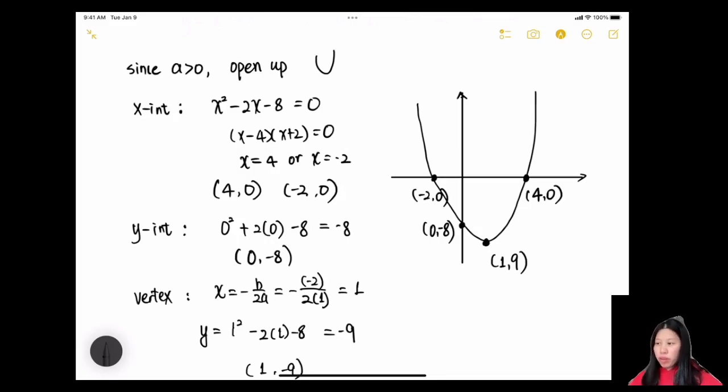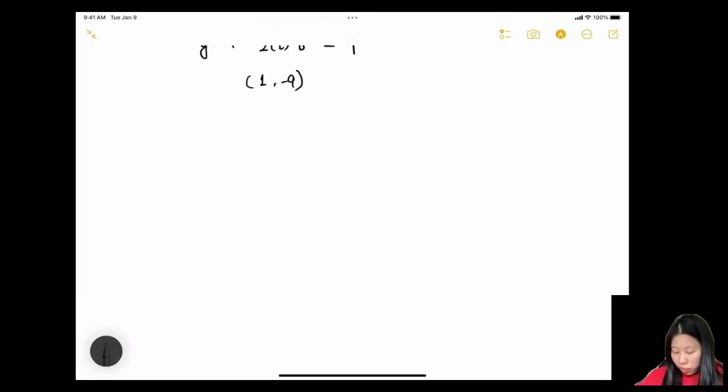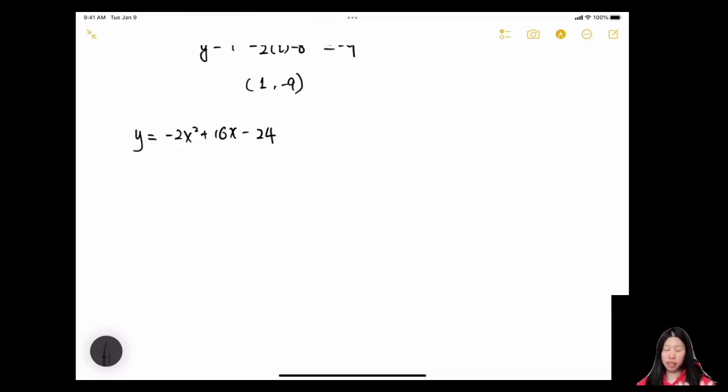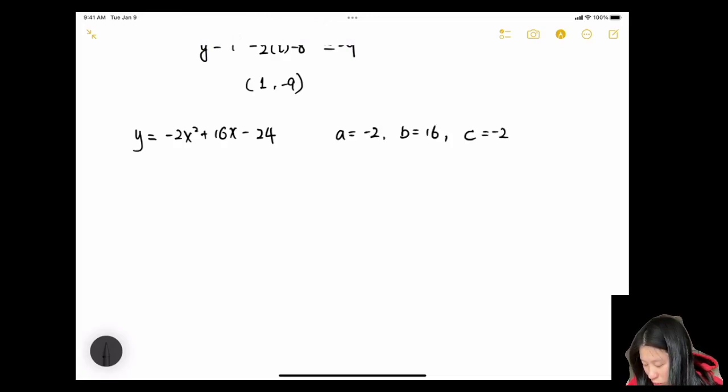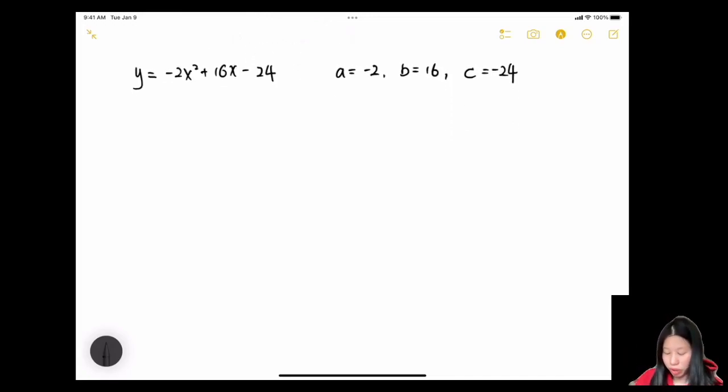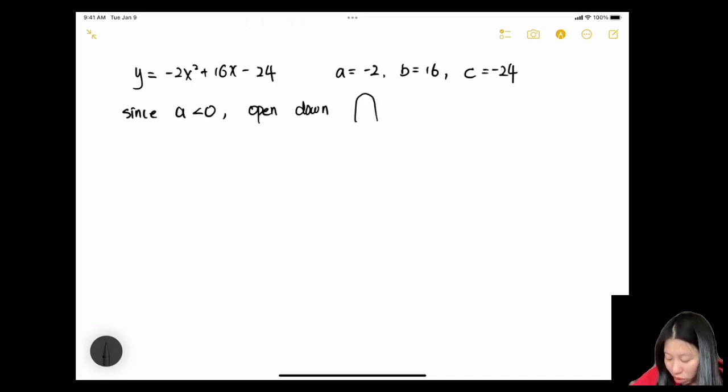Okay. So if I have y equals negative 2x squared plus 16x minus 24. Again, we need to identify a, b, c. a equals negative 2, b equals 16, c equals negative 24. Again, since a is less than 0, we know that this is open down. So the graph should look something like that, like an n.